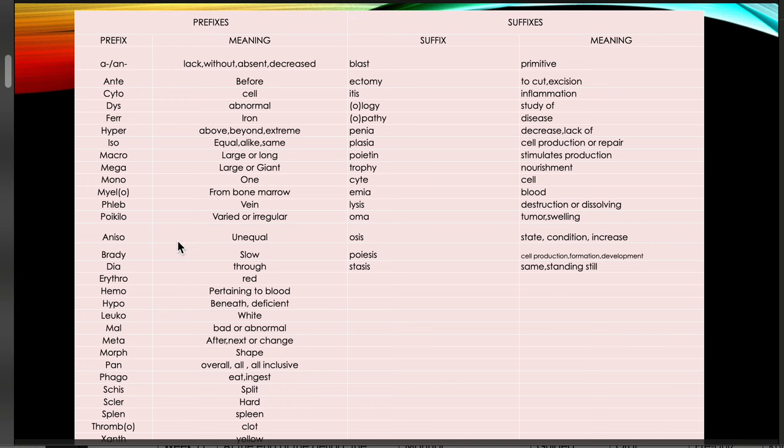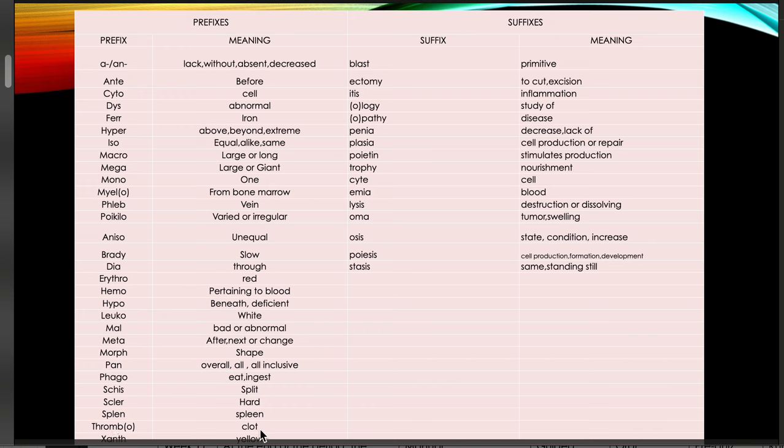Phleb means your vein. Poikilo means varied or irregular. Aniso means unequal. Brady means low. Dia means through. Erythro means red. Hemo pertains to blood. Hypo means beneath or deficient. Leuco means white. Mal, bad or abnormal. Meta means after, next, or change. Morph means shape. Pan means overall, all inclusive. Phago means eat or ingest. Schist means split. Scler means hard. Splen means your spleen. Thrombo or thromb means clot.